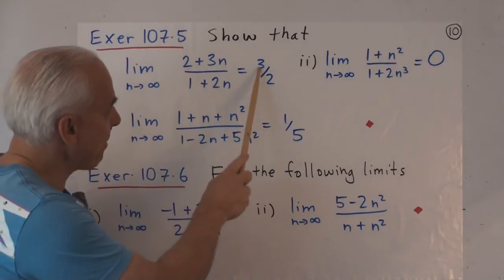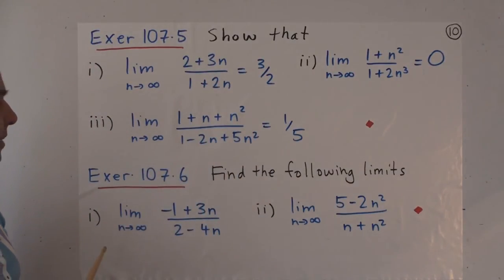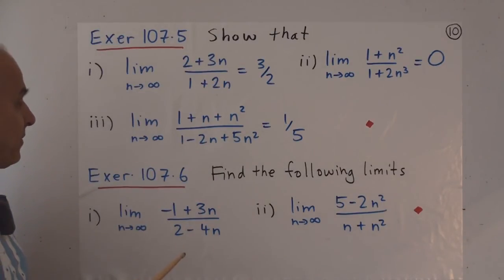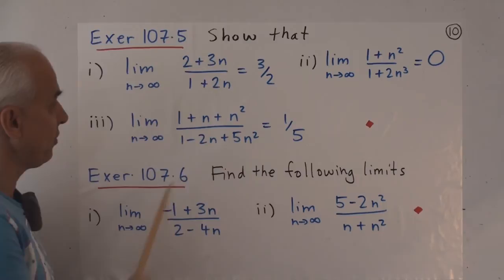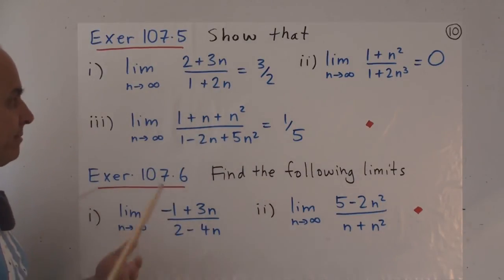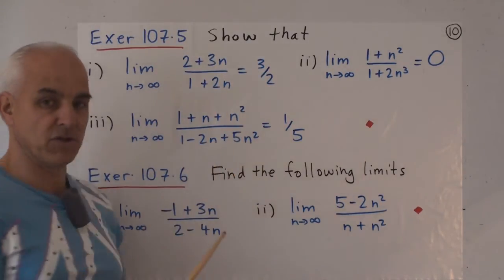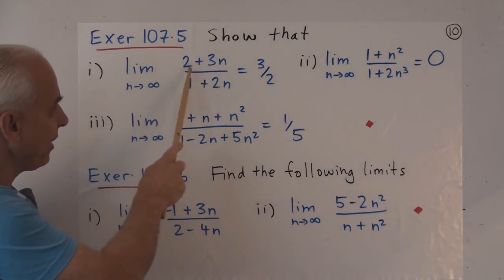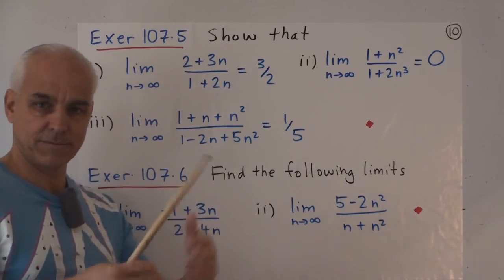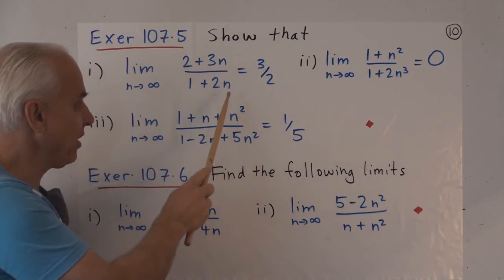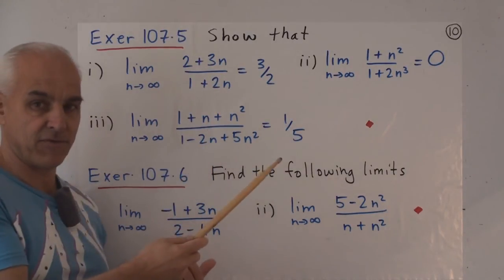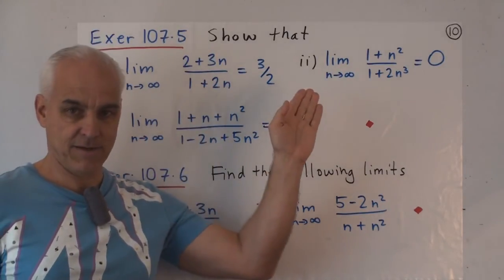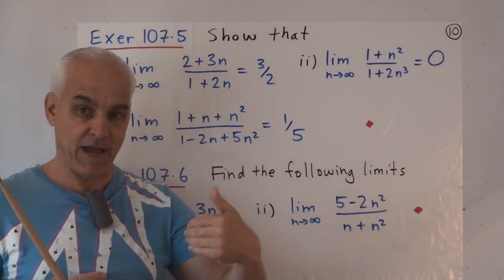So for example, to come up with this 3 halves is not too hard. You just imagine what happens if n is a very, very big number, like if n is 1,000. If n is 1,000, this is 3,002 divided by 2,001. That's pretty close to 3 over 2. And we can imagine in our minds very easily that if n is very big, this 2 and this 1 are almost insignificant. It's almost like 3n over 2n, which is 3 halves. But that's not an argument to prove that the limit is that. That just suggests that the limit is 3 halves.